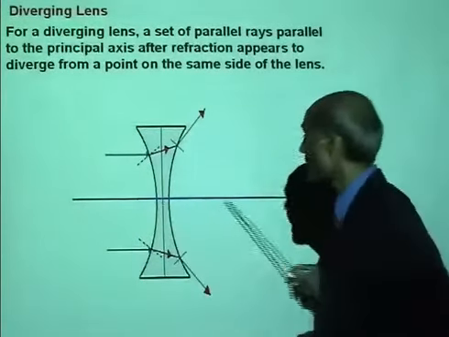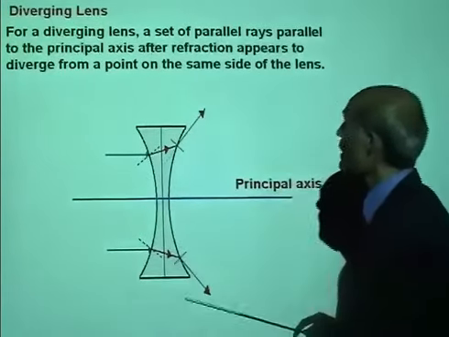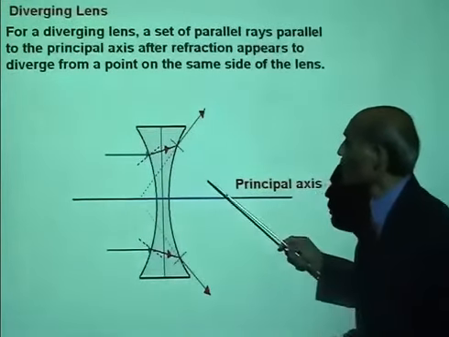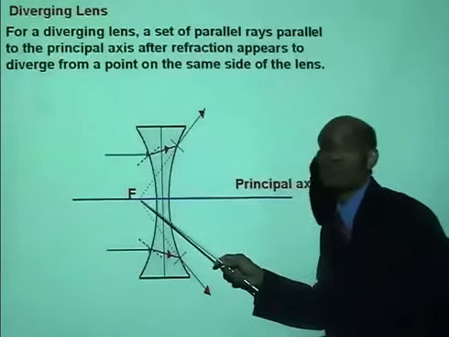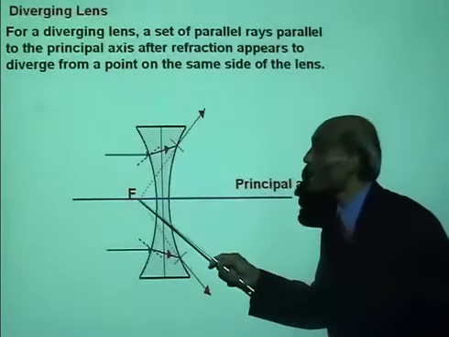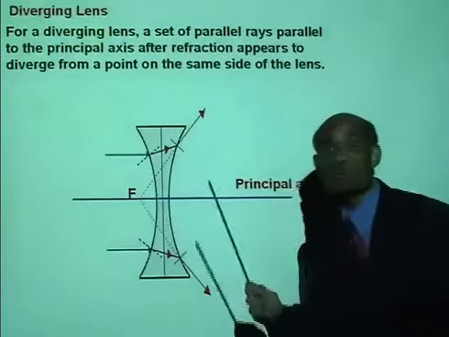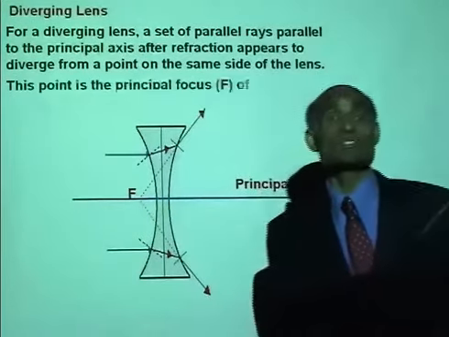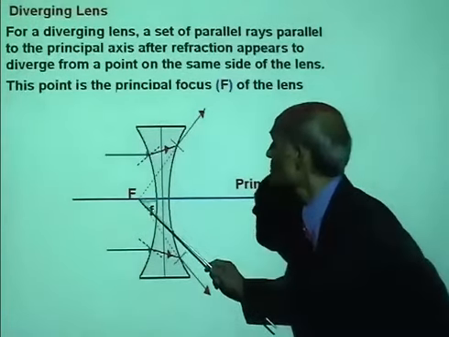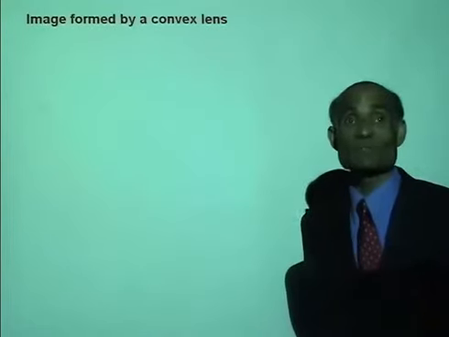This is the principal axis. A set of parallel rays is falling on the lens. After passing through the lens, they will all appear to be coming from that point. So if you look from here, these rays will appear to be coming from there. Alright? And that is the principal focus of a diverging lens. And the distance from the principal focus to the center of the lens is the focal length.